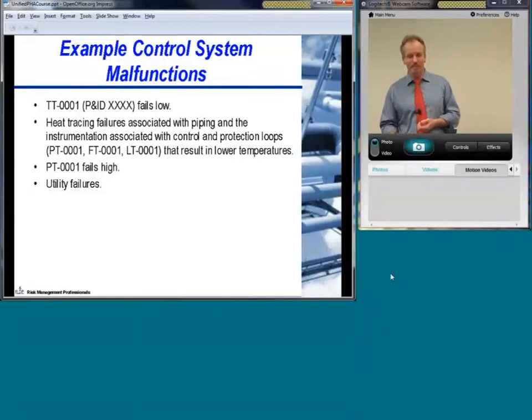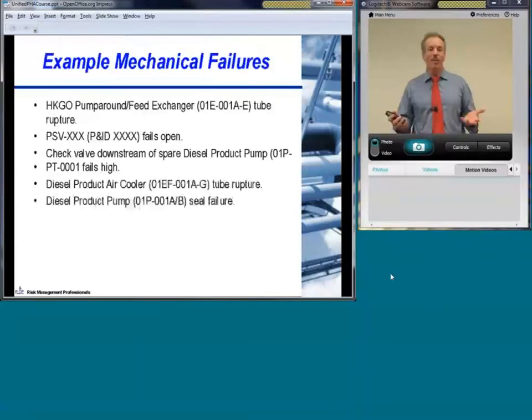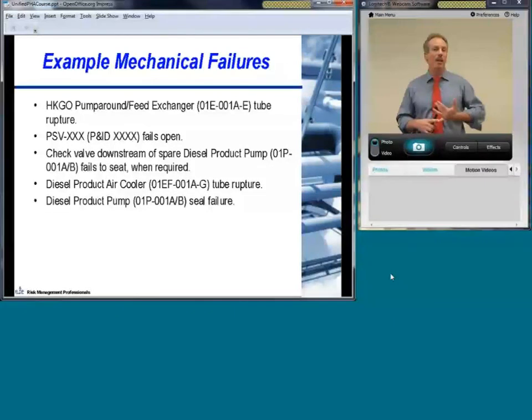Mechanical failures to consider during the course of the HAZOP study. Tube ruptures on heat exchangers. If you've got a heat exchanger, high pressure on one side, low pressure on the other side, you need to be really careful about what the impact is of a tube rupture.